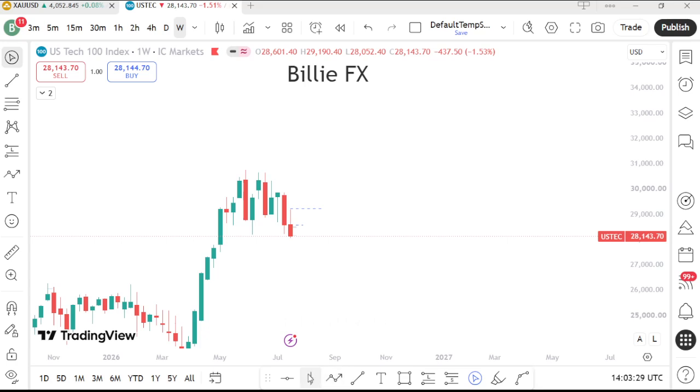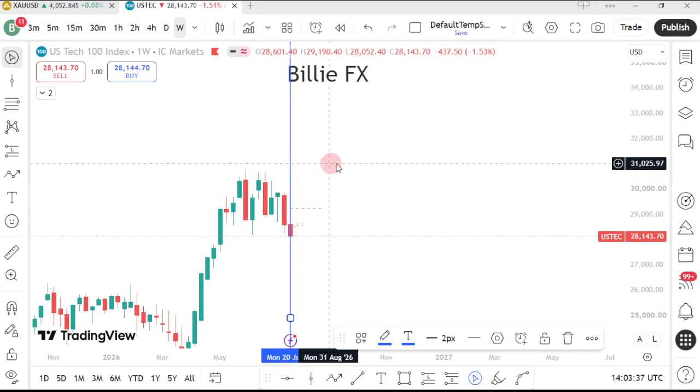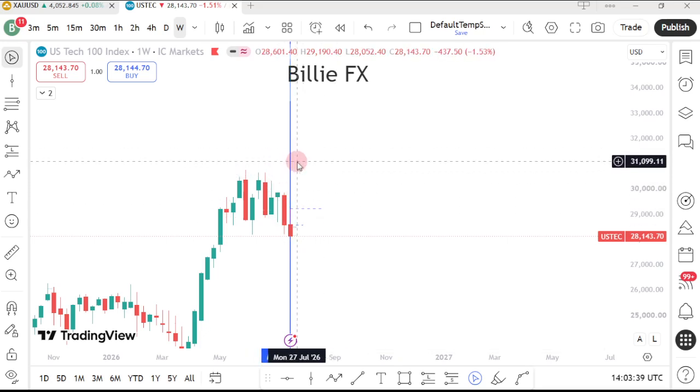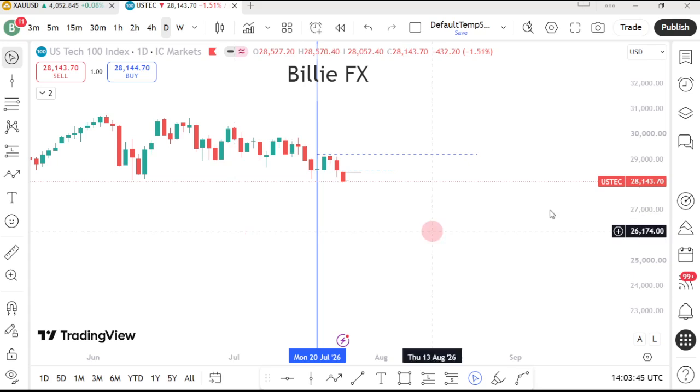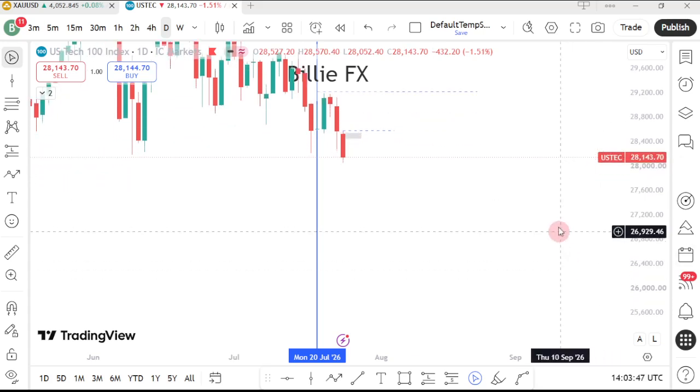All right. Then we use the vertical line, then we mark the middle of the candle. We mark the middle of the candle, okay, like that. Then you move on to the daily time frame. So it means that this time you are starting from the week, so you have to take into consideration the weekly supply.